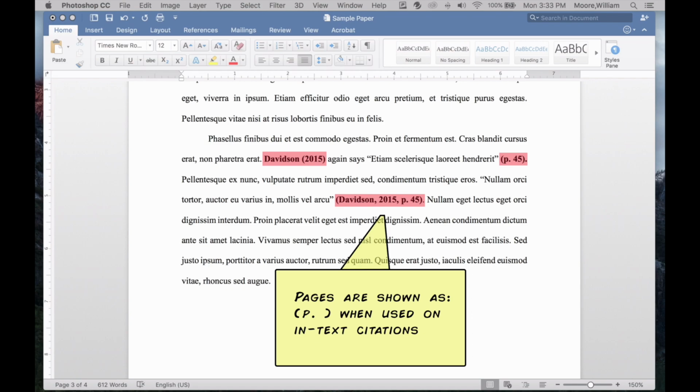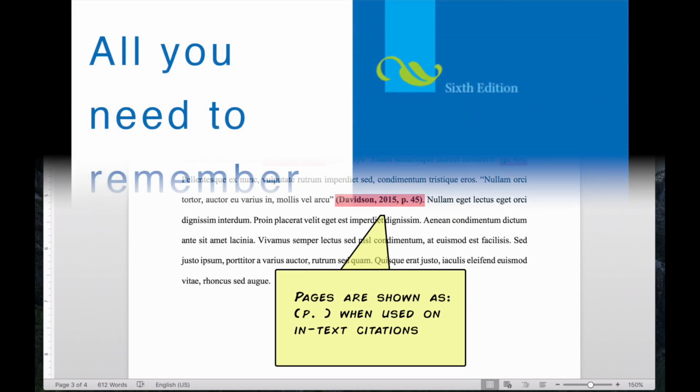Finally, if you have any direct quotes, you'll need to include the page number in your in-text citation. Try to avoid direct quoting as much as possible. A hallmark of APA style is to summarize past research. By definition, quoting is not summarizing, therefore use direct quotes sparingly.